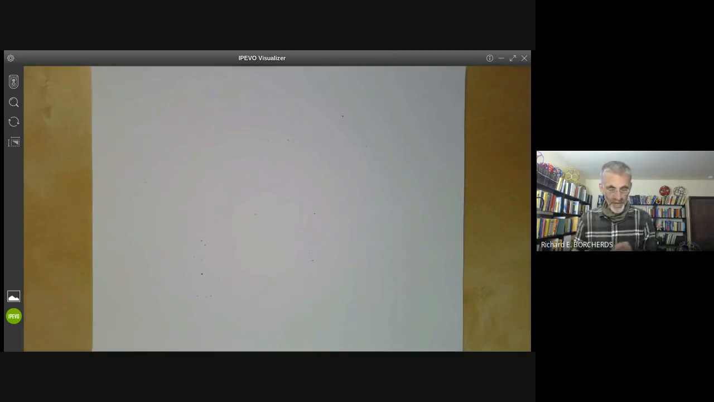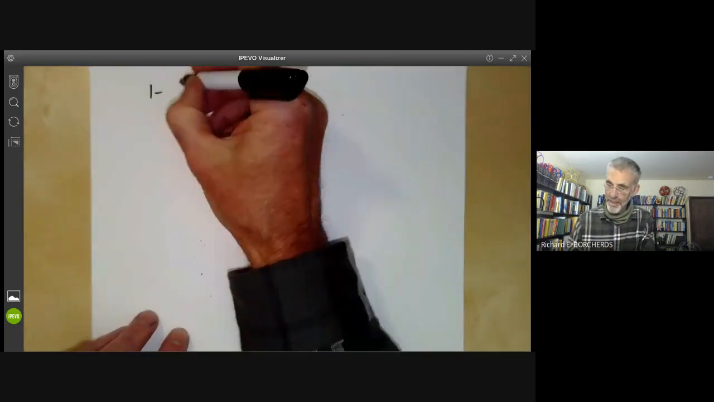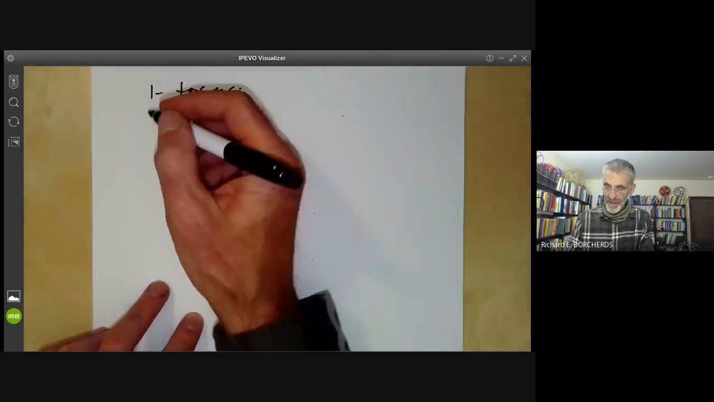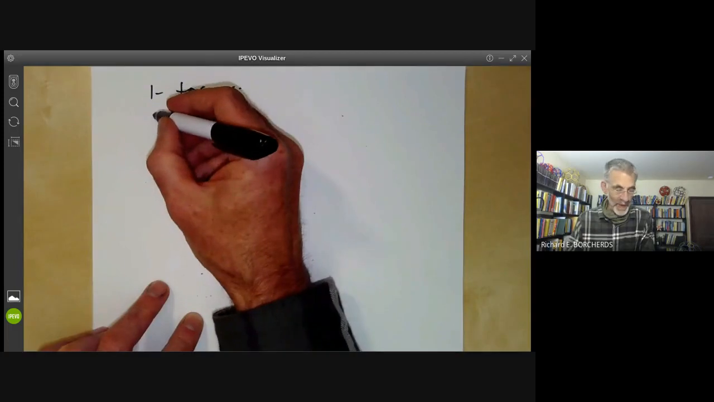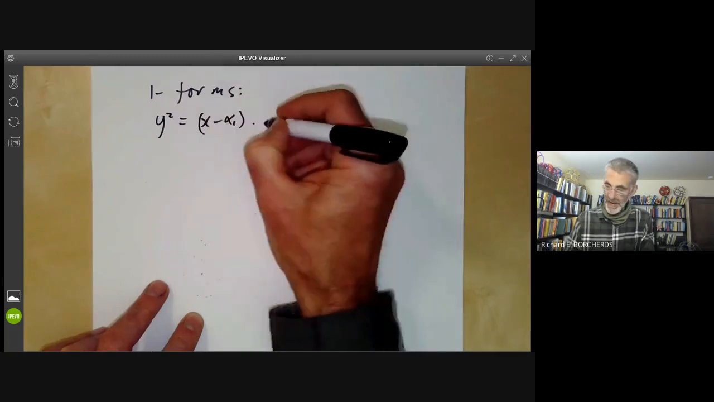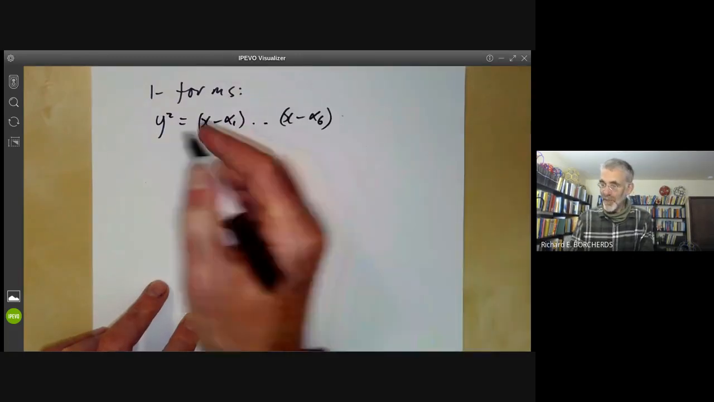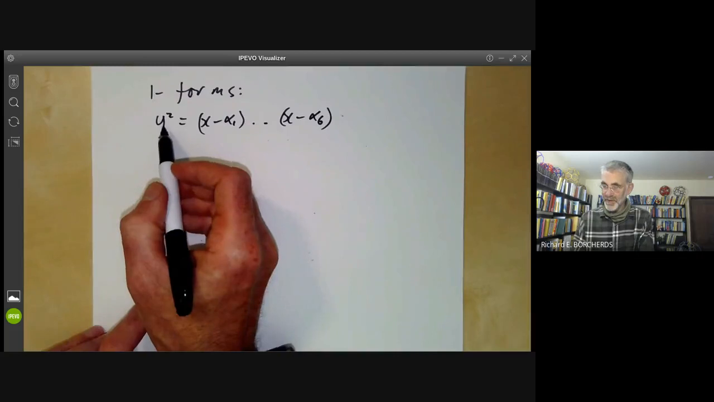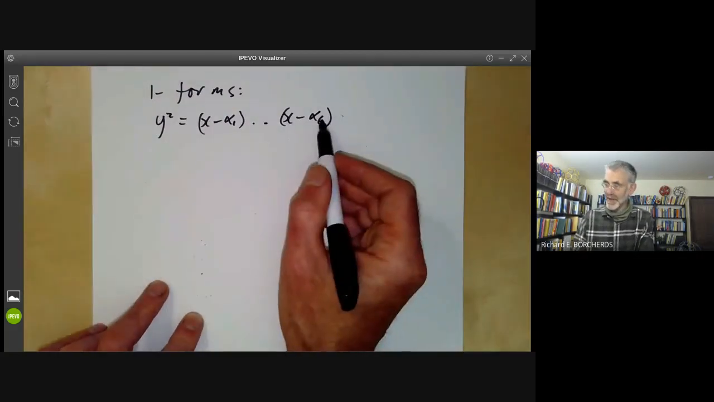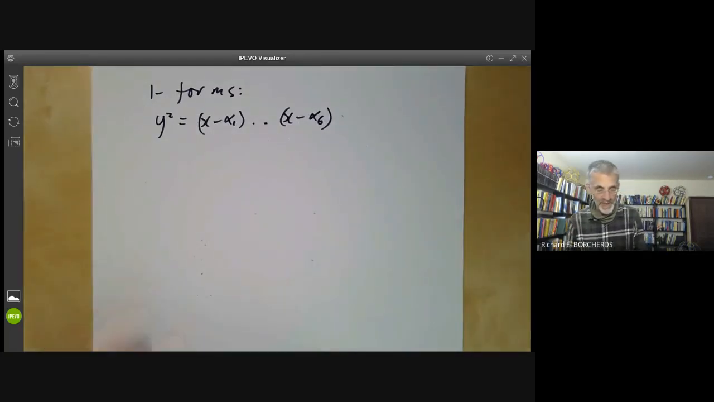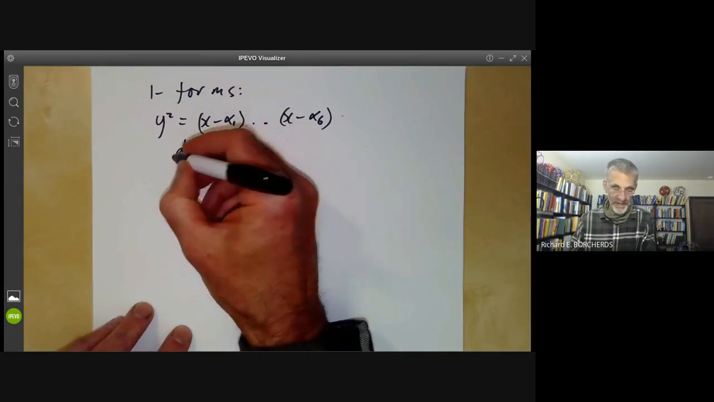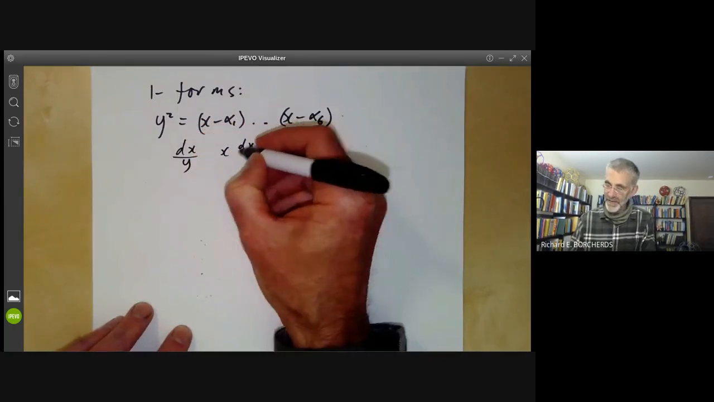We can also look at 1 forms on these surfaces. And for hyperelliptic surfaces such as these, we can easily write down 1 forms. So we have y squared equals x minus alpha 1 up to, say, x minus alpha 6. Hyperelliptic just refers to curves of the form y squared equals polynomial in x. In the case when it's a polynomial of degree 3 or 4, you get an elliptic curve. And we've got some obvious differentials, which are dx over y and x dx over y.